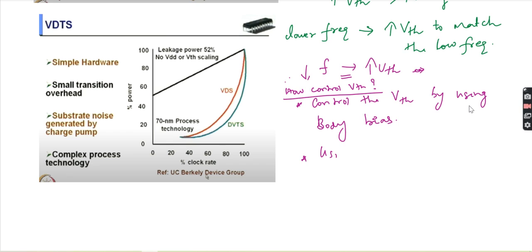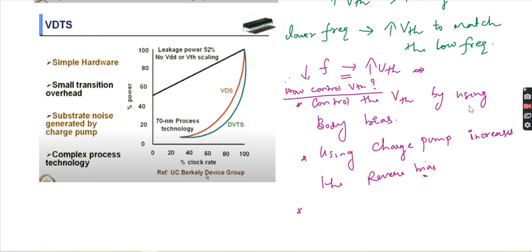Next thing is we can use the charge pump. That is one circuit actually. It's called a charge pump circuit, or voltage pump. Using the charge pump circuit you can increase the reverse bias, and automatically you are able to control the threshold voltage.